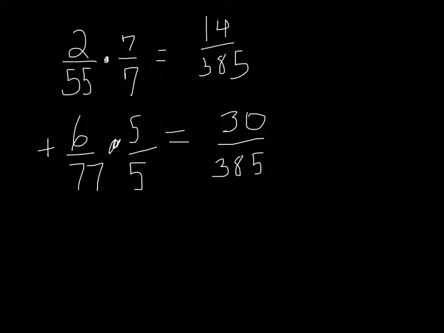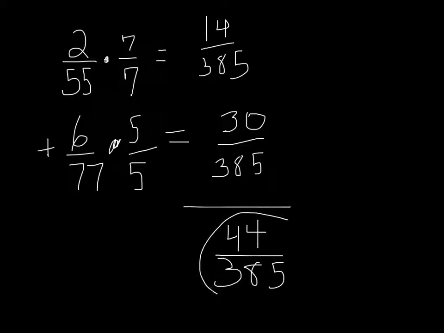And then if we add those together, we get 44 over 385. I know that that's reduced because the only factors of 44 are 4 and 11. And 4 will not go into 385. And 11 won't go into 385 either.